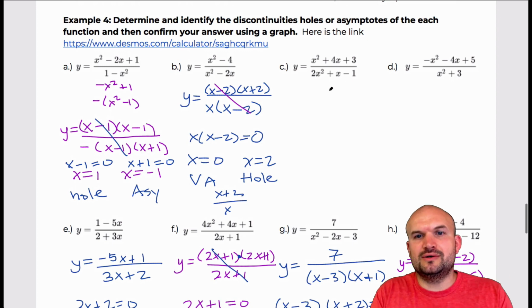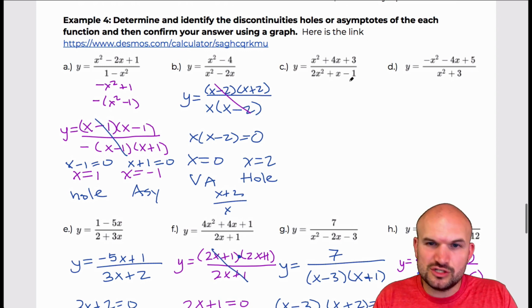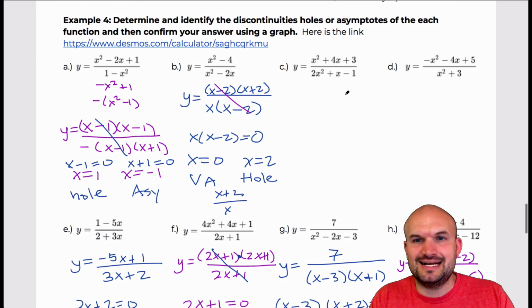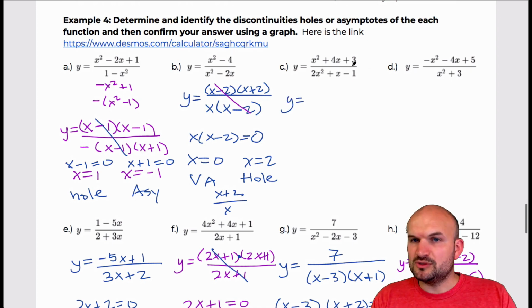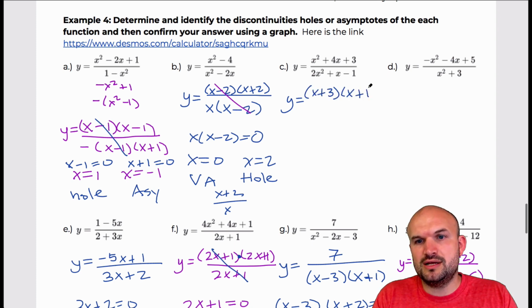All right, let's go and get to this next one here. Let's go ahead and factor this. Ooh, do not like factoring with a not equal to 1, but that's okay. We'll get over it. What two numbers multiply to give you 3, add to give you 4? That's going to be 3 and 1. So therefore, I have x plus 3 times x plus 1.